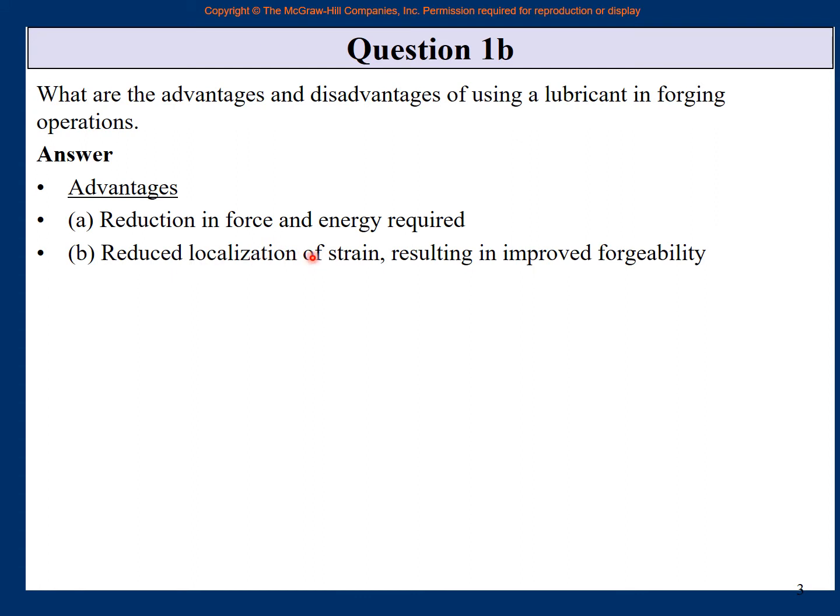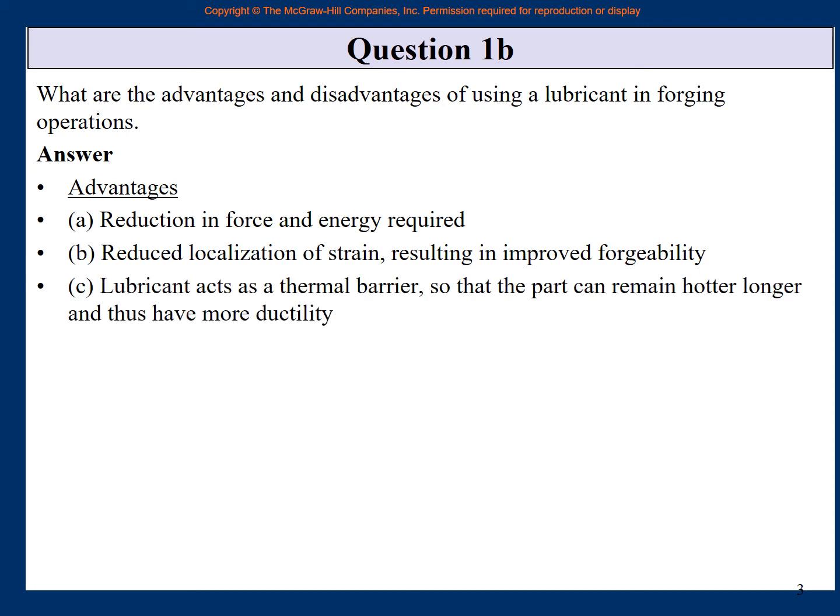Reduced localization of strain resulting in improved forgeability. So this is easy, right? First of all, reduction in force. Second, it will make it easy to forge, right? So this is obvious. Lubricant acts as a thermal barrier so that the part can remain hotter longer and thus have more ductility. So if you are doing hot forging, then the lubricant will trap the heat. It will not make it so quick for the heat to go away, and this will be easier for the process if it is hot forging.